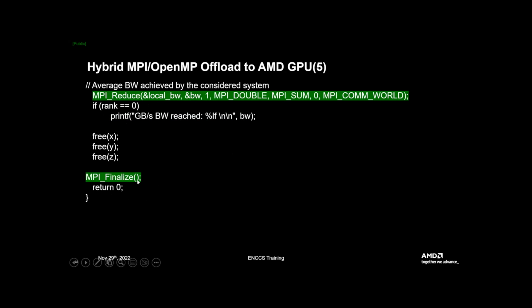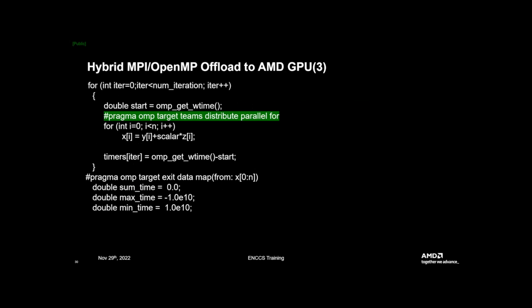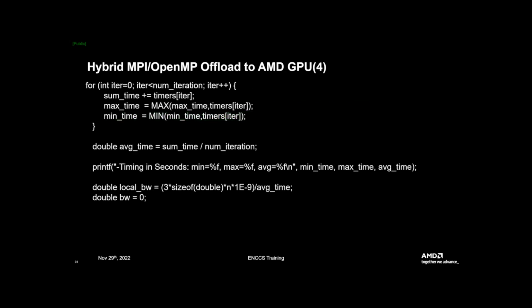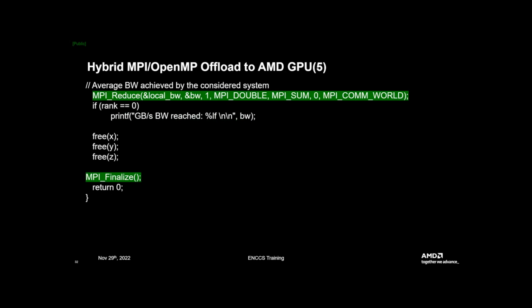So as you can see here, we have a mix of OpenMP at low level and MPI at high level. That is a simple example of the hybrid application we are talking about.